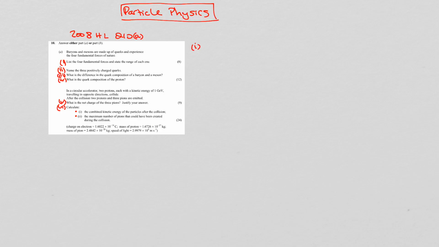The first question says, baryons and mesons are made up of quarks and experience the 4 fundamental forces of nature. So we have to list the 4 fundamental forces and state the range of each one. We're not having to put them in any order this time. We are just stating the fundamental forces and then identifying the range. If you go to page 374 in your textbook, or refer to your PowerPoint notes, you have the table comparing your fundamental forces of nature. Our first one is our strong nuclear force.